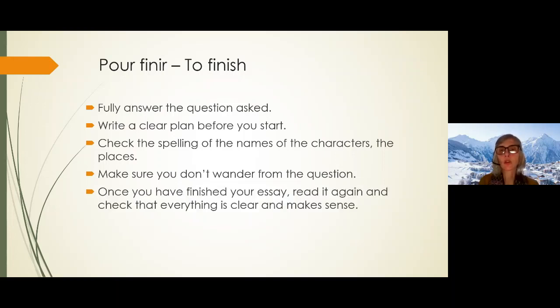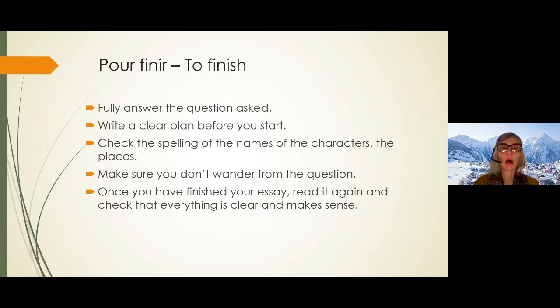Then once you have finished your essay, read it again and check that everything is clear and makes sense. For example, if you use the subjunctive, if you use expressions like quoique, bien que, check: bien que and quoique are followed by a subjunctive, but sometimes we just forget and we write an indicative present tense, a normal present tense. Sorry for my jargon.